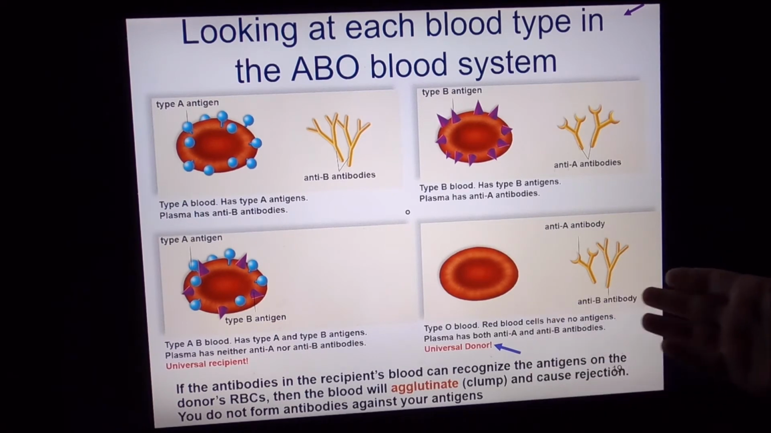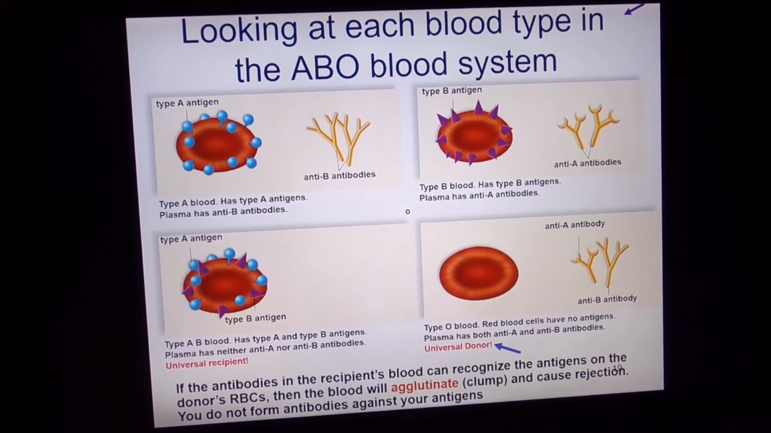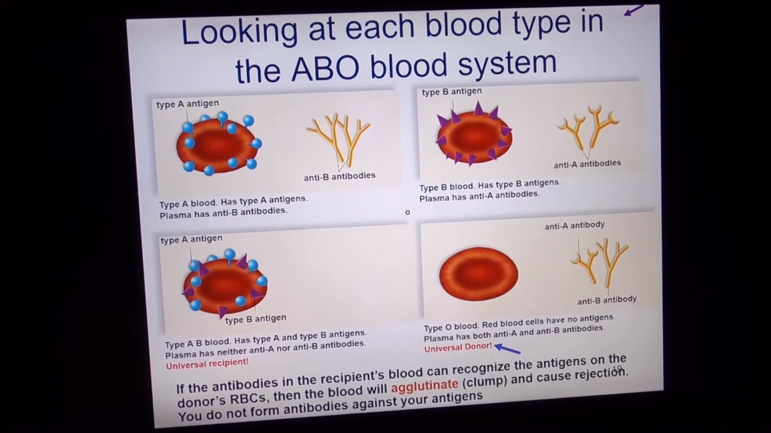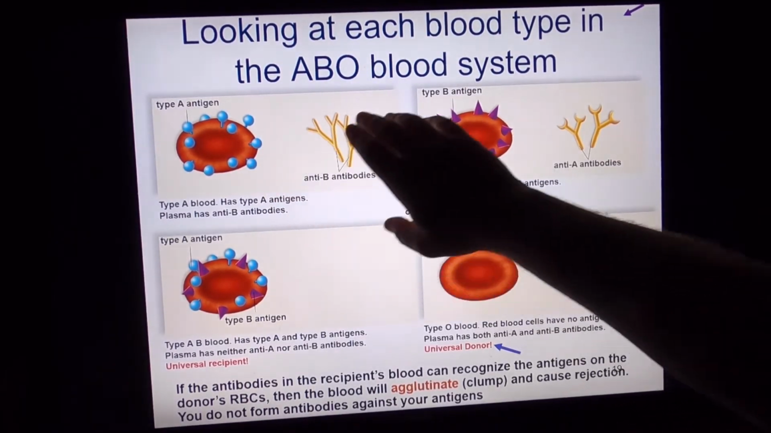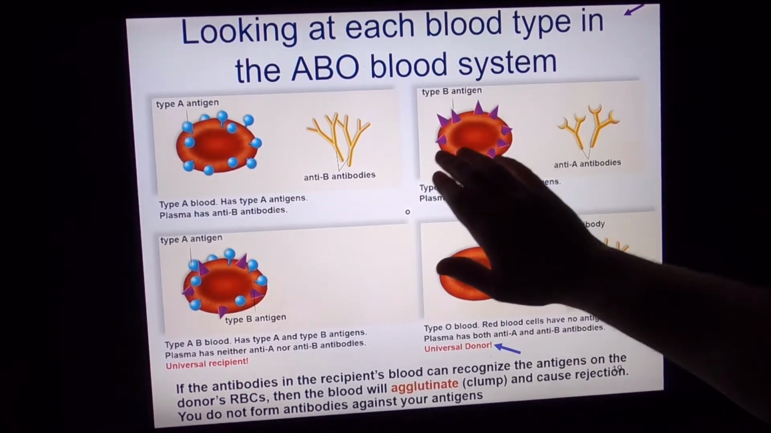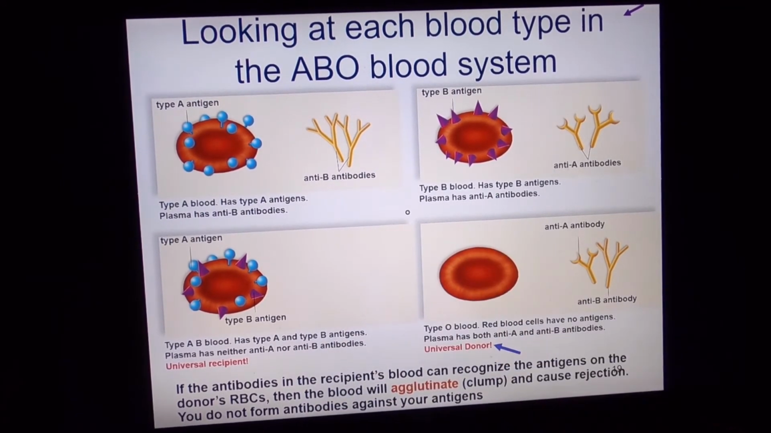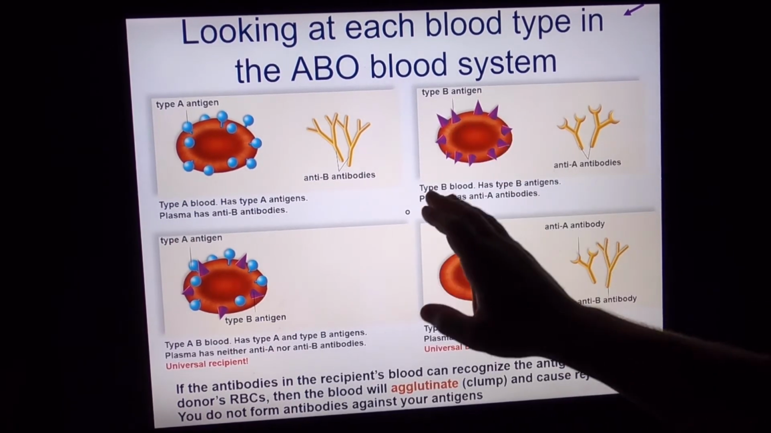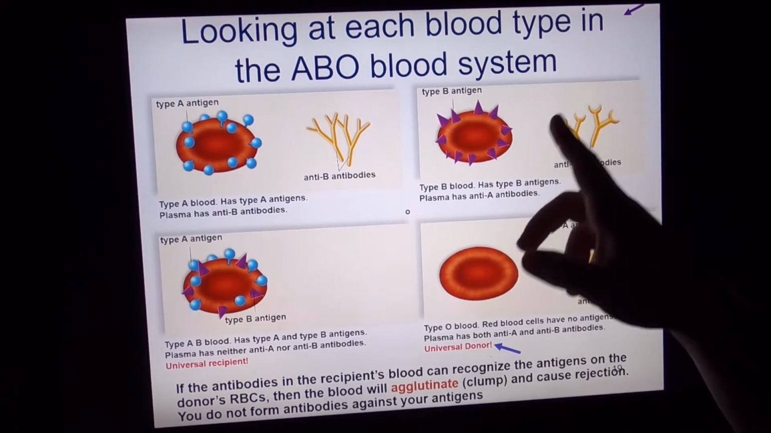And that takes us to this beautiful, nice slide. Okay, let's talk a little bit about blood typing. So here is a person with type A blood, here's a person with type B blood, here's a person with type AB blood, and here's a person with type O blood. You might be type A, type B, type AB, or type O. You could be any of these.